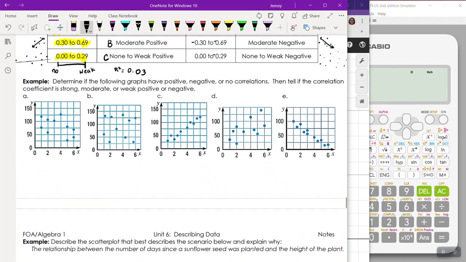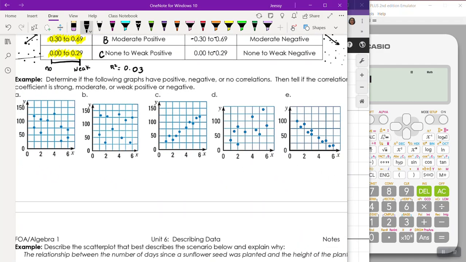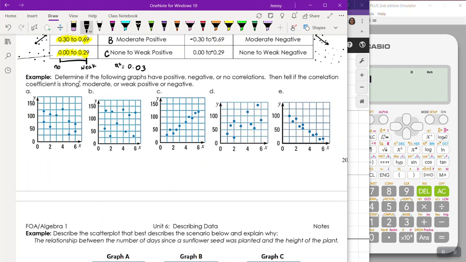Now, if you would take a moment and determine, it says determine if the following graphs have a positive, negative, or no correlations. Then, after you make your decision, determine if it's strong, moderate, or weak, positive, or strong, moderate, or weak, negative. All right, go. Let's go ahead and start on whether it's positive, negative, or no correlation first, okay? Letter A. No correlation, right? All right, B, what is the second one? It is none.